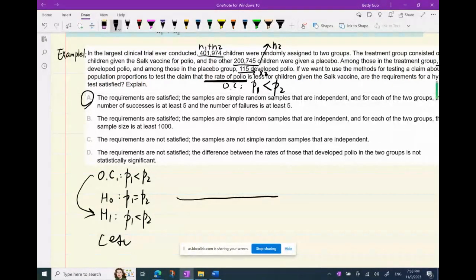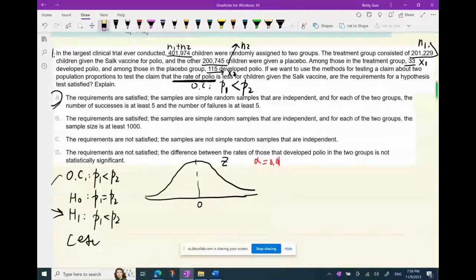So this is going to be a left tail Z test. This is a Z standard normal curve centered at 0. It doesn't give us the significance level, so let's add it. Let's say alpha equals 0.05, a very commonly used significance level. Let's test the original claim. I'm going to show you how to test it using the calculator.